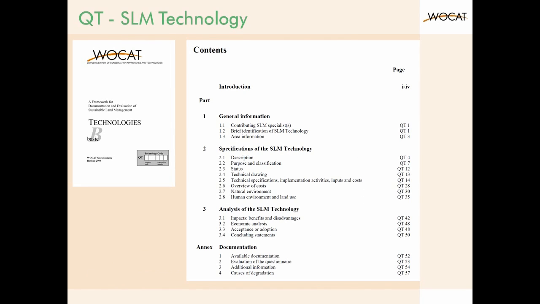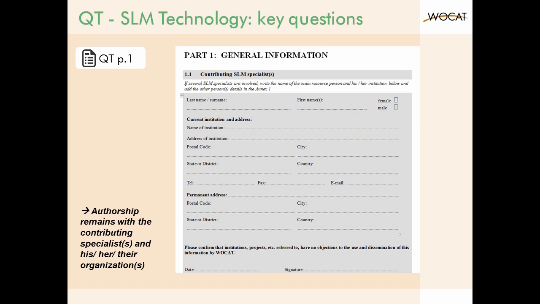The questionnaire consists of 3 main parts: general information, specifications of SLM technology, and thirdly, analysis of SLM technology. In the following, some of the key questions are looked at. Part 1 starts with the details on the contributing specialist and affiliated institution. Approval is given to use and disseminate the documented information by WOCAT with a signature.